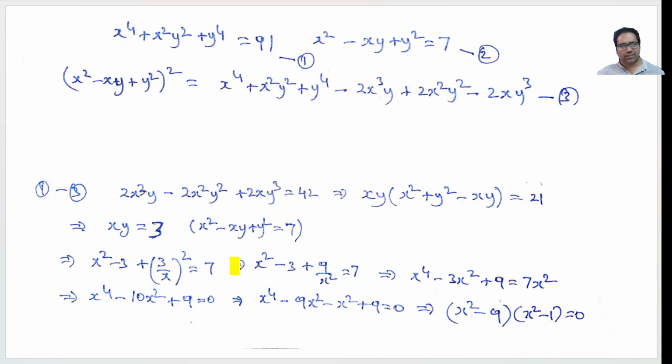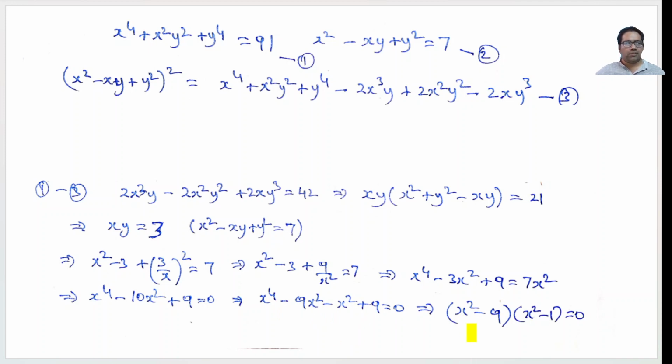Let's multiply by x square on both sides. x power 4 minus 3x square plus 9 becomes 7x square, which becomes x power 4 minus 10x square plus 9 equals 0. This is almost a quadratic, just to the power 4. We can treat it as y square minus 10y plus 9. We can simplify it by writing 10x square as 9x square plus x square. So this becomes x square minus 9 times x square minus 1.